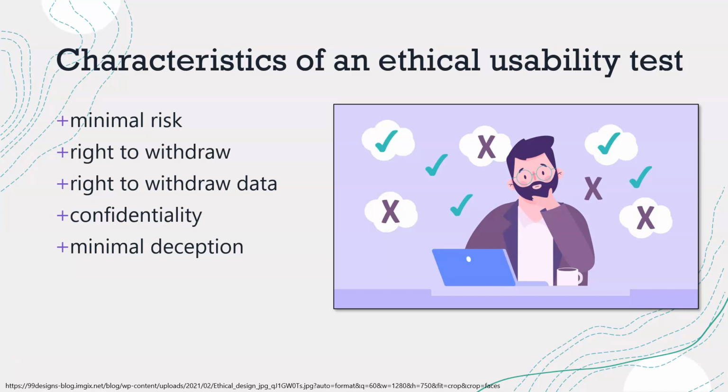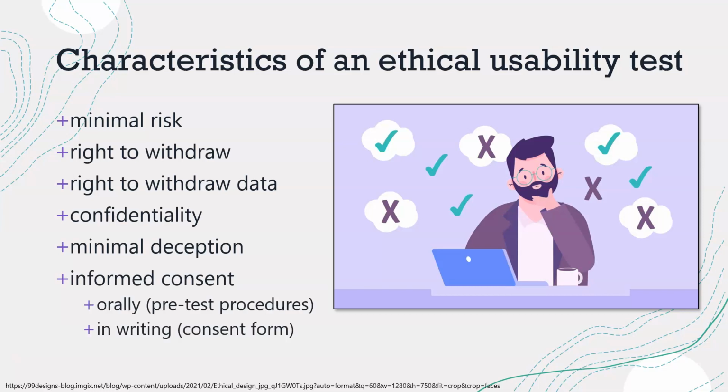Now, you can deceive them a little bit, but it's a slippery slope and it's very difficult to discuss. So I would suggest try not to deceive them at all unless you will get somehow skewed results. And even then, see if you can figure out a way to construct the study so you don't have to deceive them. And then we need informed consent. Informed consent has to be done orally in the pre-test procedures and in writing in the consent form.